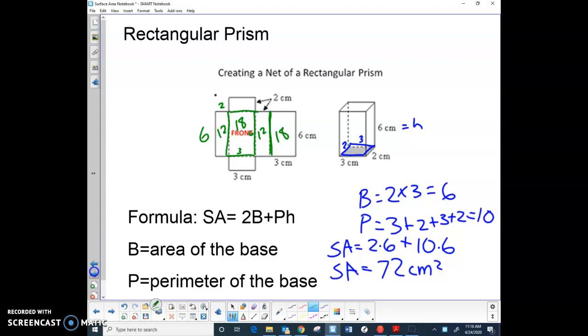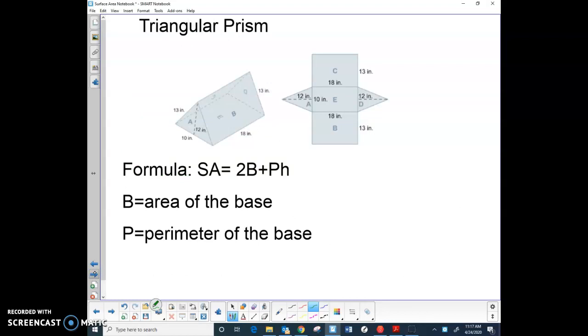All right, and then these little ends here, we've got a 3 and a 2, so those are both going to be 6. Now, if we add them all up together, we've got the two flaps, 6 plus 6, 12, and 18, another 12 and 18, lo and behold, if we add those together, we get the same answer. All right, so that's both using the formula and using the net to find the surface area of a rectangular prism. All right, a triangular prism is the same thing. So we are finding the area of our base, finding the perimeter, multiplying times the height, or if you look at it using the net, you're just going to find the area of all of those shapes.